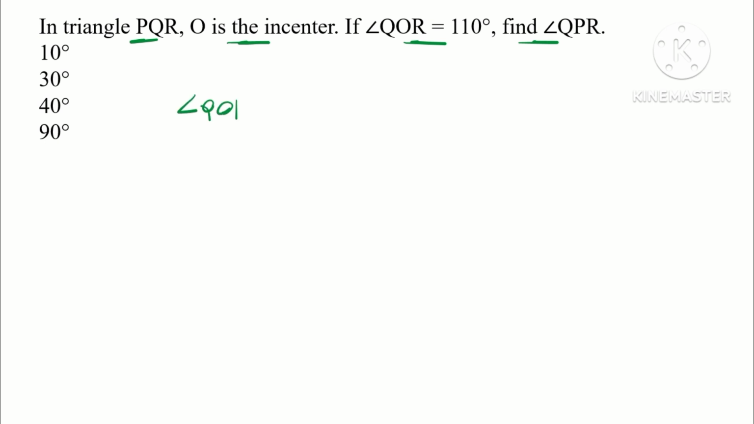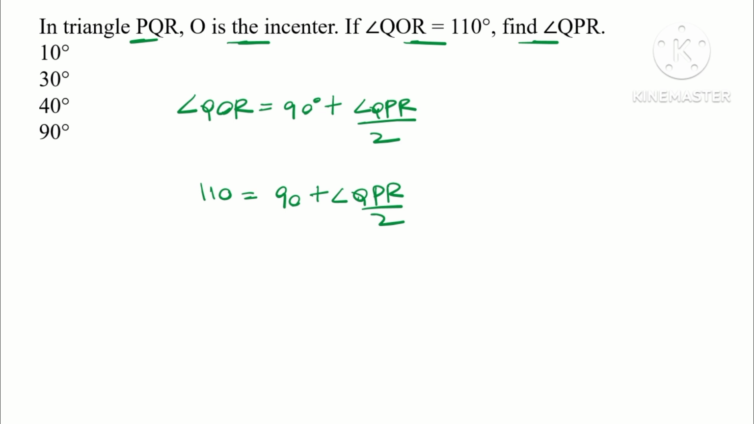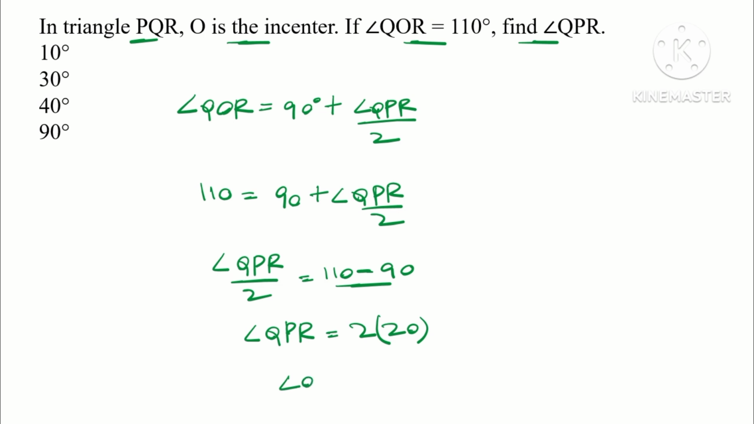angle QOR equals 90 degrees plus angle QPR by 2. We know angle QOR is 110, so 110 equals 90 plus angle QPR by 2. So angle QPR by 2 equals 110 minus 90. Angle QPR equals 2 into 20, since 110 minus 90 is 20. So angle QPR will be 40 degrees.